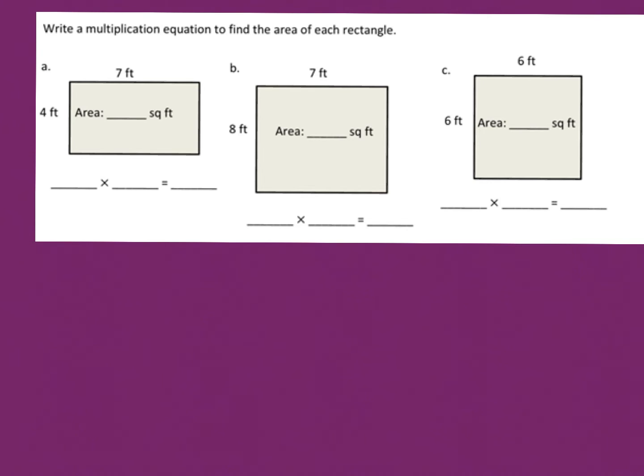For our first examples, we will write multiplication equations to find the area of each rectangle. For letter A, we can see that the side lengths are 4 feet by 7 feet. Our multiplication equation will be 4 feet times 7 feet, which will equal 28 square feet.